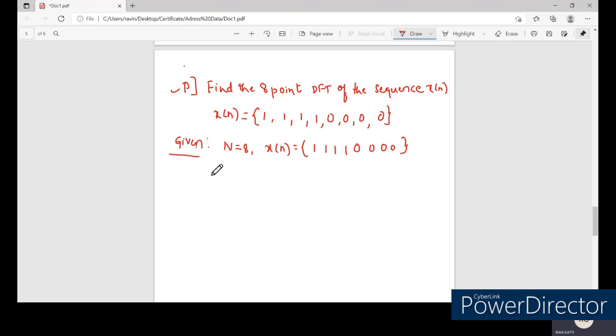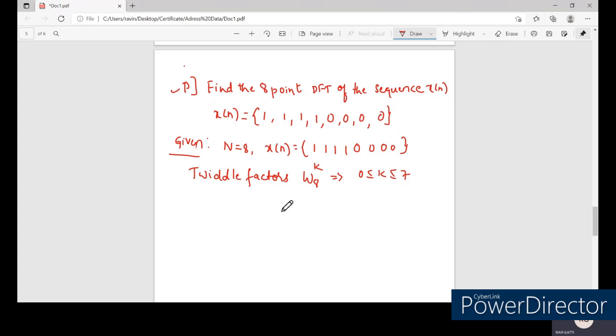Now, in order to find the N-point DFT, that is the 8-point DFT of the given signal, we need twiddle factors. That is, you need the values of omega 8 to the power k, where k takes values from 0 to 7. In order to find these twiddle factor values, we have several associated properties.